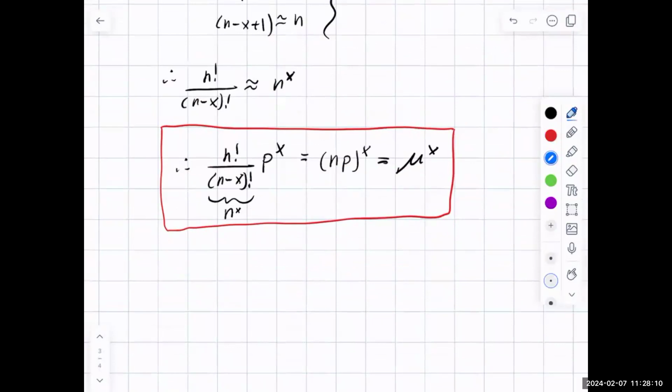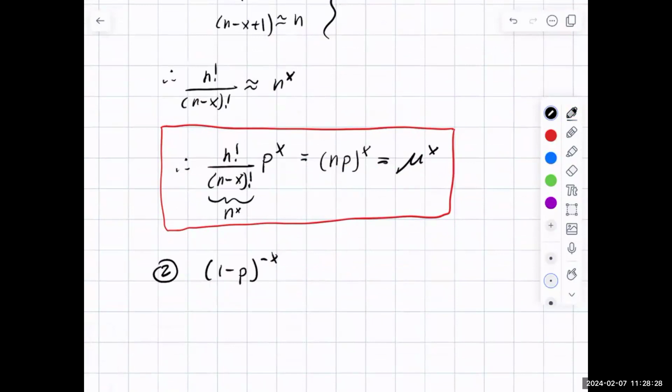Okay, so that's one of them. Let's try the second factor. The second factor was 1 minus P to the minus X. This one is pretty trivial.